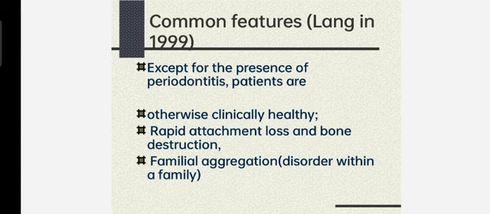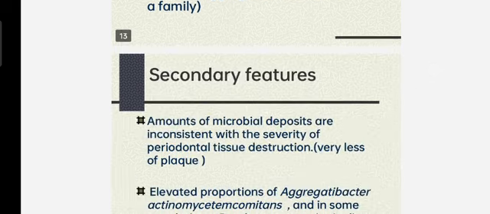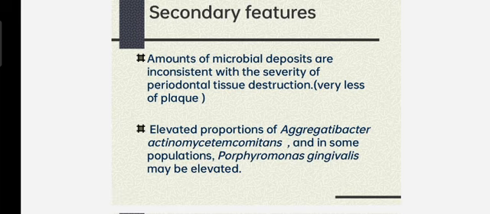Patient should be otherwise clinically healthy. Rapid attachment and bone loss, familial aggregation of the cases. Secondary features. According to Lang in 1999, secondary features are not mandatory; not all the features need to be present to be called aggressive periodontitis. So a few of the features may be present or may not be present.